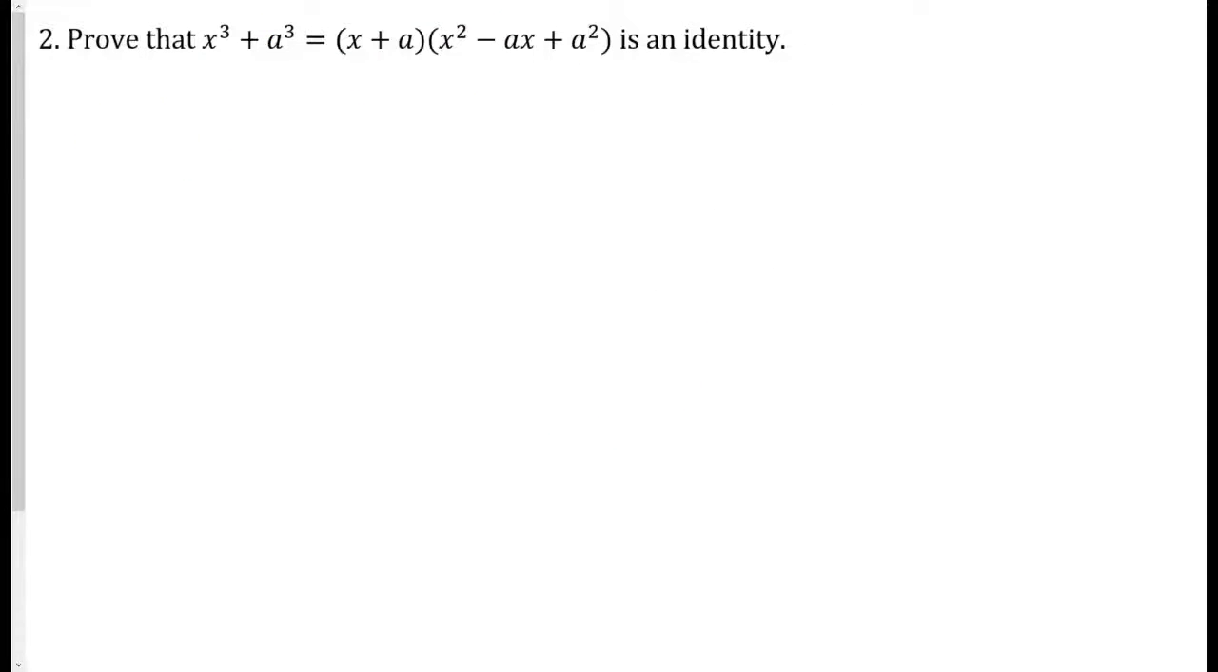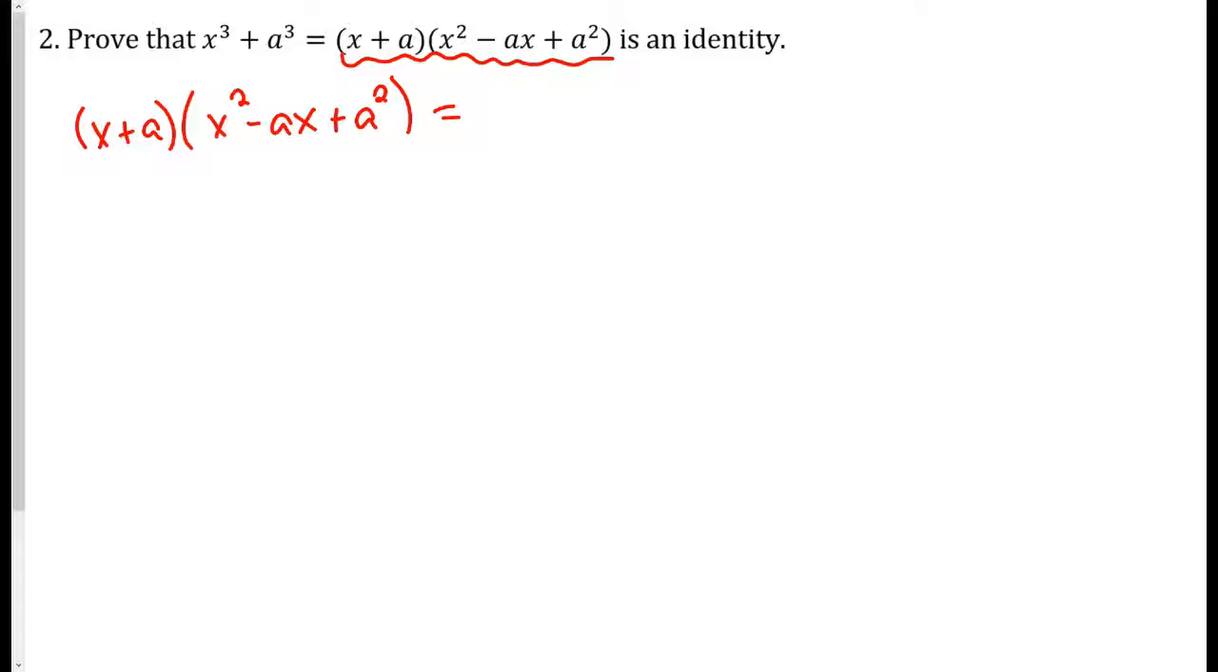Number 2, prove that x cubed plus a cubed equals (x plus a) times (x squared minus ax plus a squared) is an identity. So I need to pick which side I want to start with. Clearly, we're going to start with that side because there's nothing I can do to x cubed plus a cubed. (x plus a) times (x squared minus ax plus a squared). So we're going to multiply.